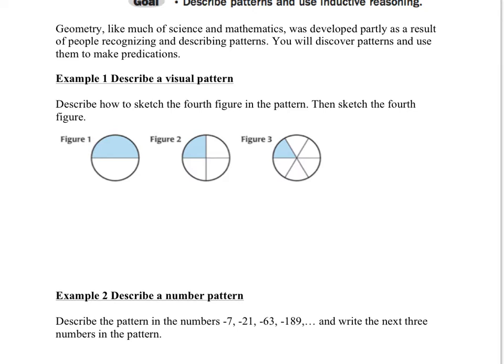So you take notice, each circle is dividing by twice as many as the one prior. There's only 2 halves here, then there's 4, then there's 6, so the next one should have 8. So figure 4, we're going to draw a circle and have 8 equal parts.